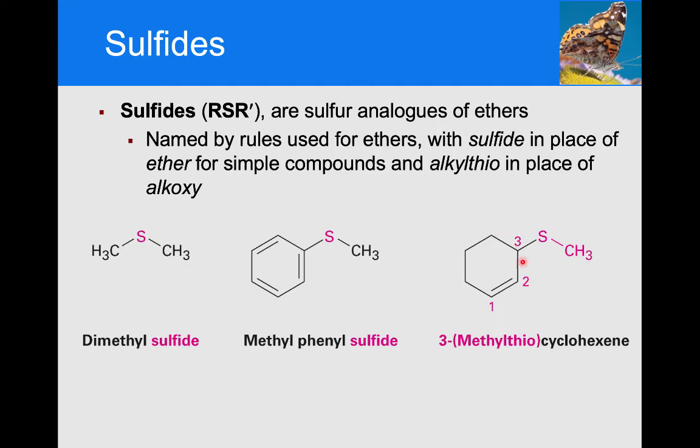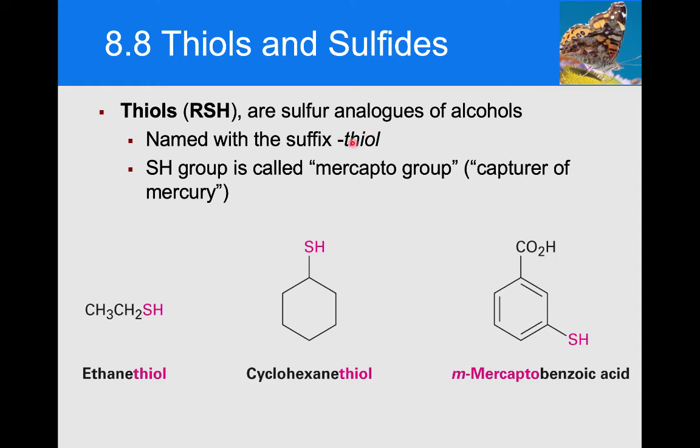Now this isn't a simple alkyl group, so you have to treat this as a functional group. When you treat this as a functional group, you name the simple alkyl group followed by thio. So this is a methylthio functional group. Then you name this as a cycloalkene molecule. So 1, 2, 3, cyclohexene. The methylthio group is at 3. So 3-methylthiocyclohexene.